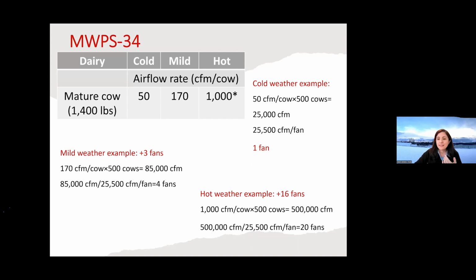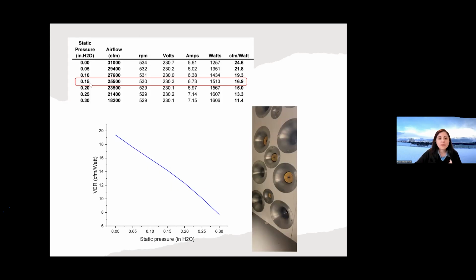So let's look at an example. Let's look at this static pressure at 0.15. Our airflow rate is 25,000.